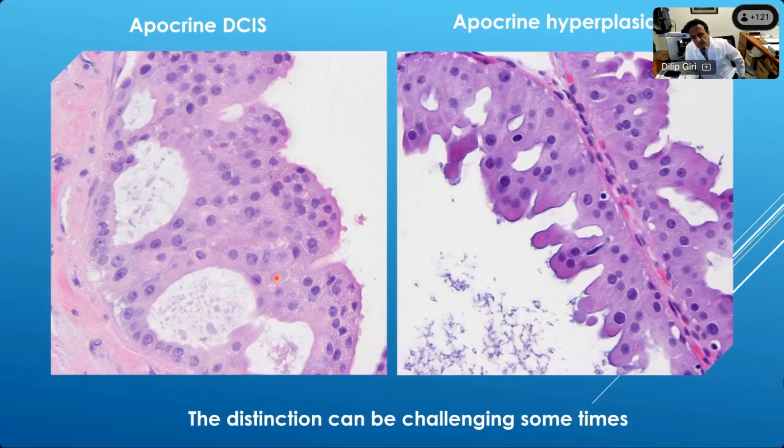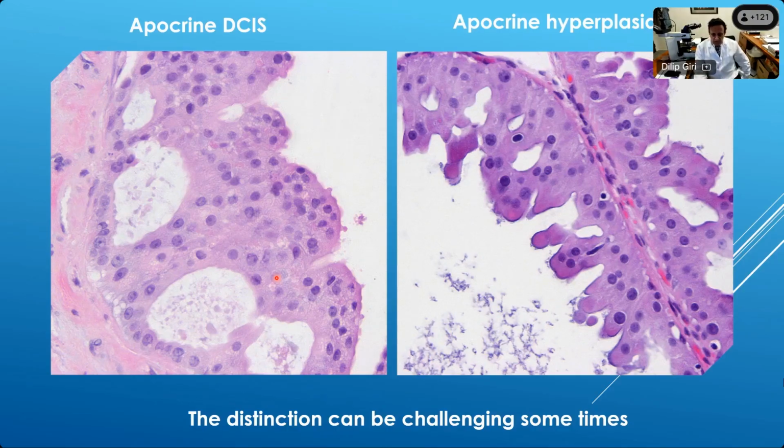And this can be so challenging that sometimes you may be on the side of caution in your core biopsy encounters, and you may suggest some atypia so that at least the lesional area is excised, and then you are in a position to make a better diagnosis.